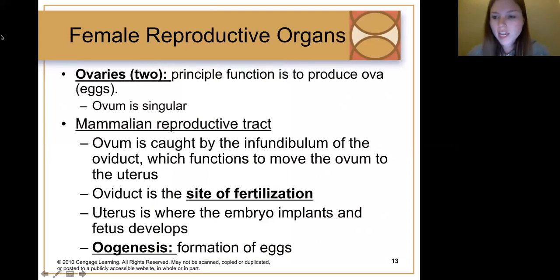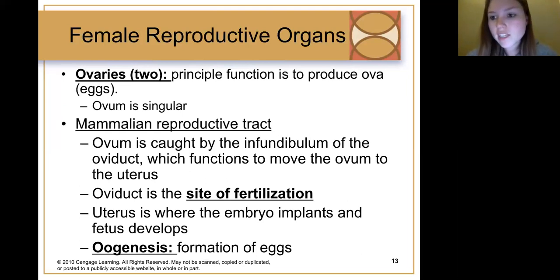So the ovaries, like I said, you have two, except in the chicken. Their principal function is to produce ova, or eggs. Ovum is the scientific term for one egg, and ova would be for multiple eggs, but I'll probably just say eggs, just like I'll probably just use the word sperm. In the mammalian reproductive tract, the egg is caught by the infundibulum of the oviduct, which functions to move the egg to the uterus. It comes out of the ovary and is caught by the infundibulum, which is connected to the oviduct, and then the oviduct starts moving that egg towards the uterus.